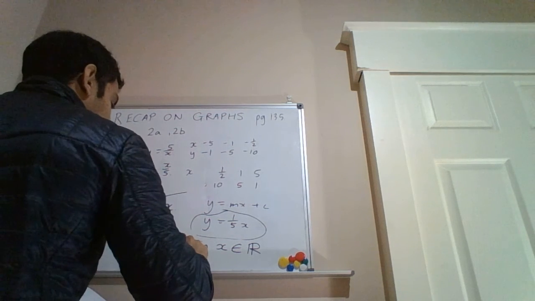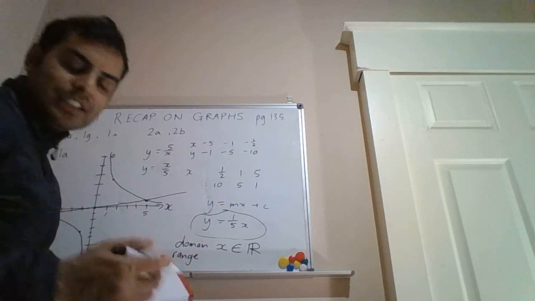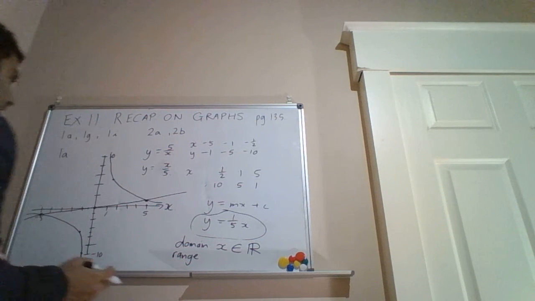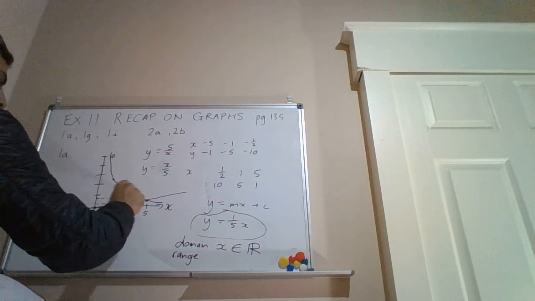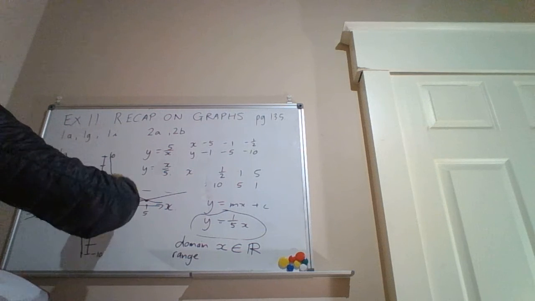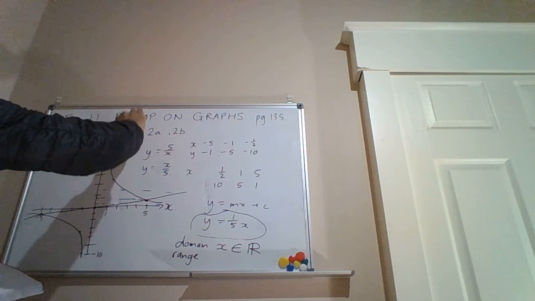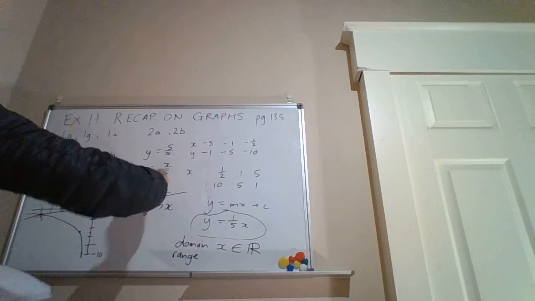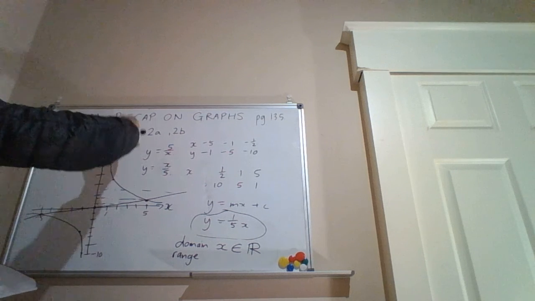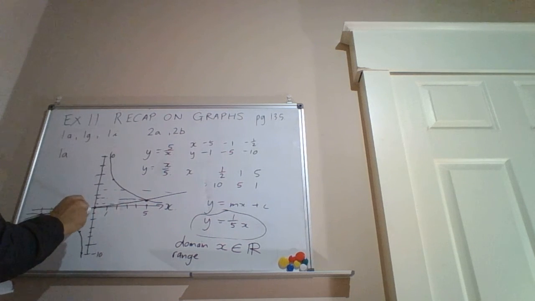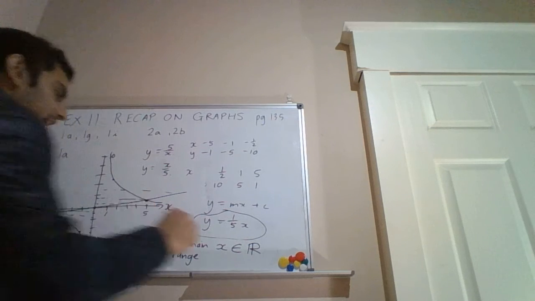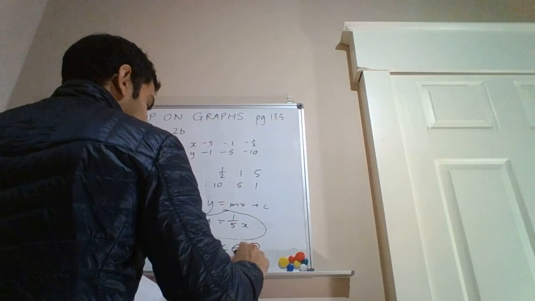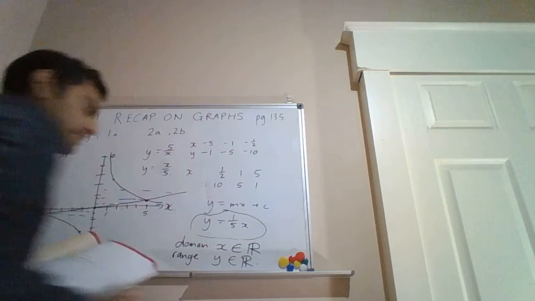So the range is defined as the list of y values that this graph can take. So we can see these y values are taken, and basically any y value can be taken. Okay, as x increases, this graph increases and all y values there, and as x is decreasing, we have all these y values. So the range is also y is an element of the real numbers.